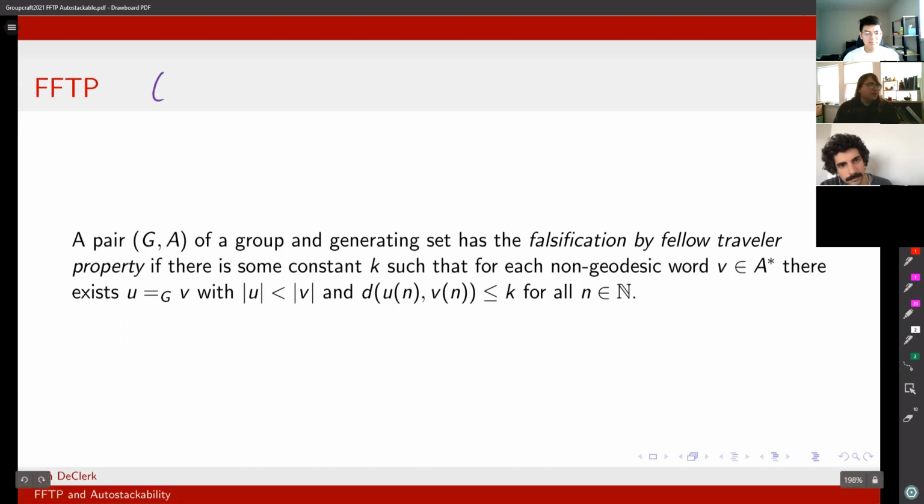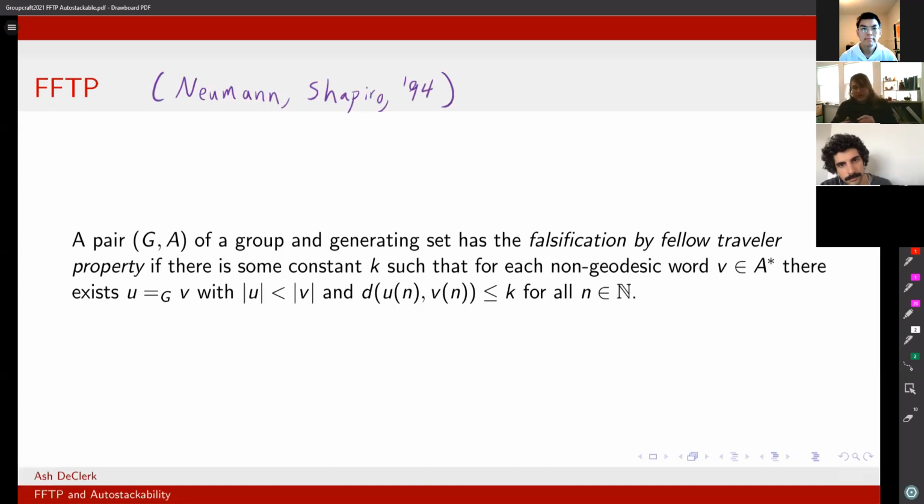So this was introduced by Neumann and Shapiro. And I believe that was in '94. I'm just going to check my notes. Yes, '94. So falsification by fellow traveler property. We have a pair of a group and a generating set.